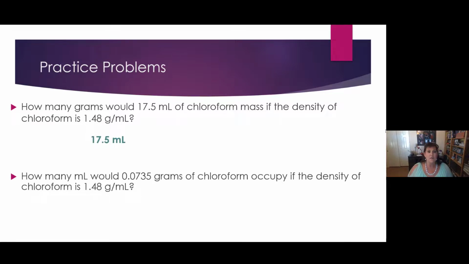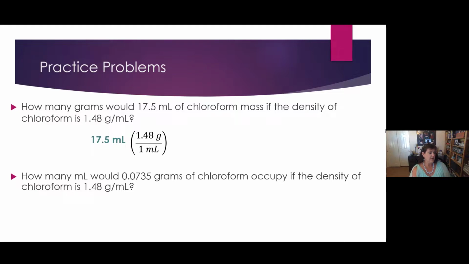17.5 milliliters. Excellent. Density comes next. It's the conversion factor. What needs to be on the bottom? Grams or milliliters? We want the unit to cancel out top to bottom. So we need the milliliters on the bottom. Yeah, so it's going to be 1.48 grams over 1 milliliter. Milliliters will cancel. We got grams. Are we done? Yeah, the question asked how many grams. We got grams, so we're done.